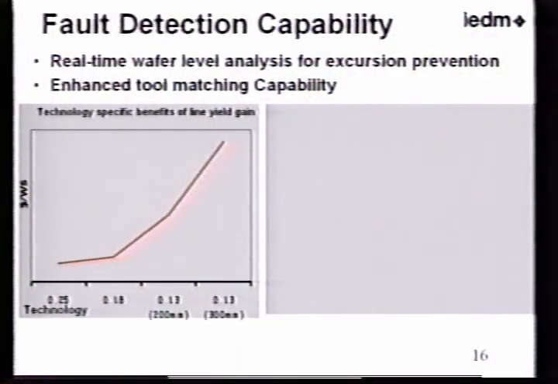So let's look at some examples of process control and the variations on process control. One of them has to do with fault detection capability. Fault detection is the ability to identify when something goes wrong, a fault, when we have an issue. A tool doesn't perform the way we expect it to, and it's generating material that is different from the way it used to be.